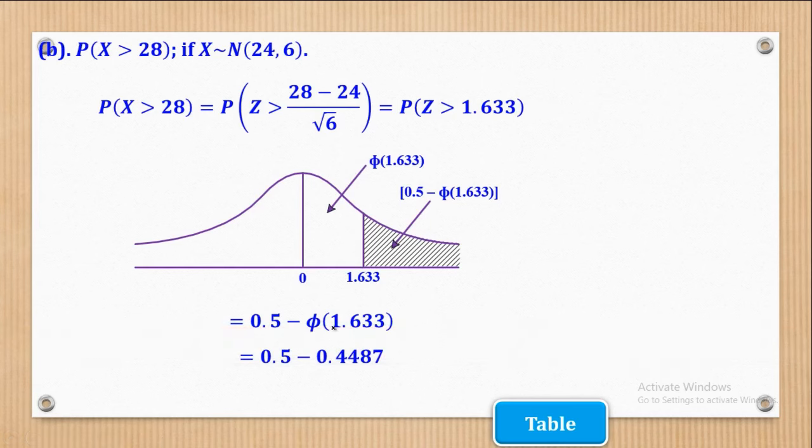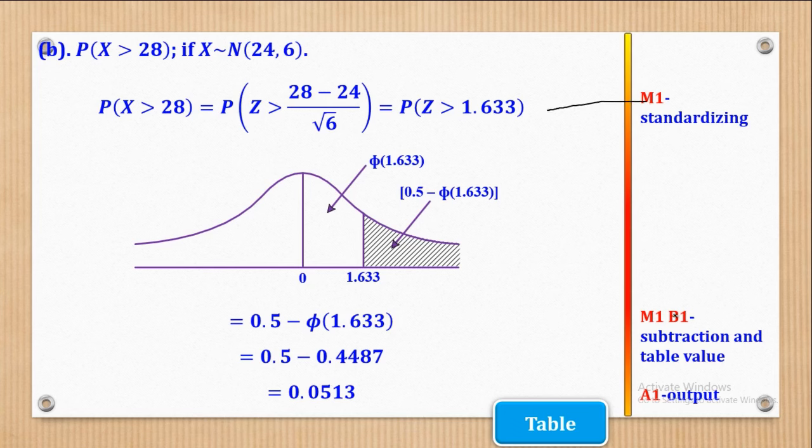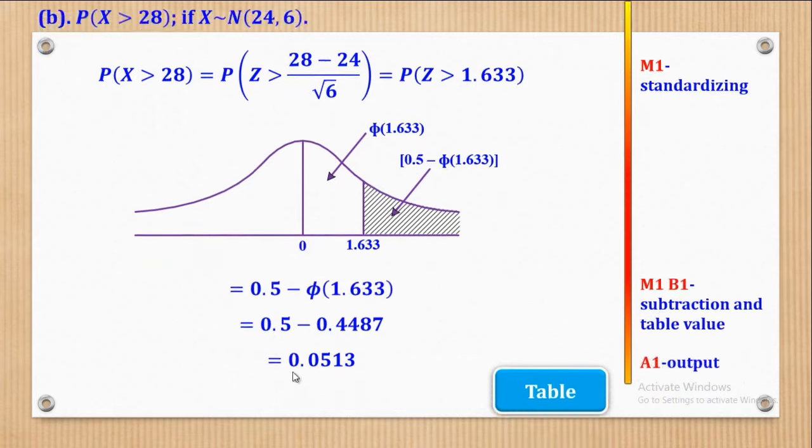Therefore, we substitute for phi of 1.633 to become 0.4487, and when I subtract these two, I come up with 0.0513 as my answer. So let's see how marks can be awarded. M1 for standardizing, M1 for this subtraction, B1 for reading the table value correctly, and A1 for output. So that has been part B.